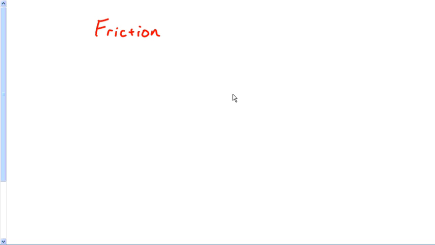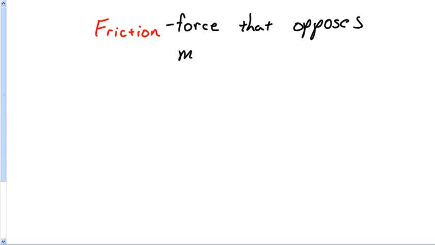All right, so what is friction? I'm just going to give you a quick definition here. Friction is a force. A force that opposes motion. So if you're trying to drag something, if you're trying to move something, it's a force that opposes motion.